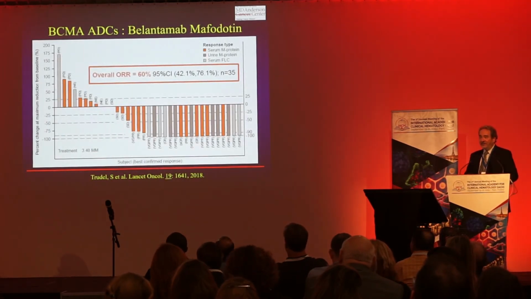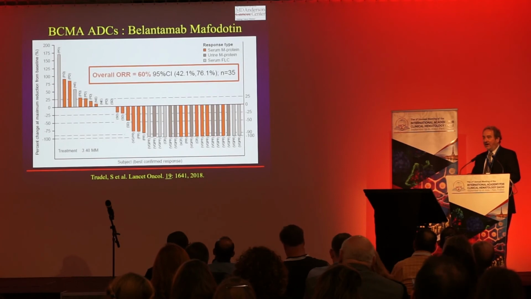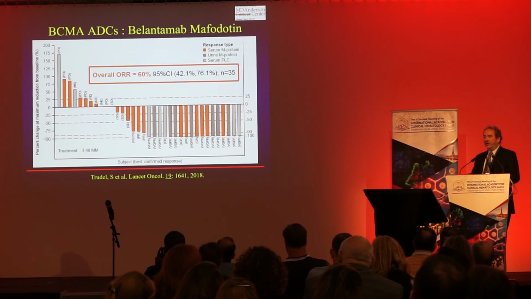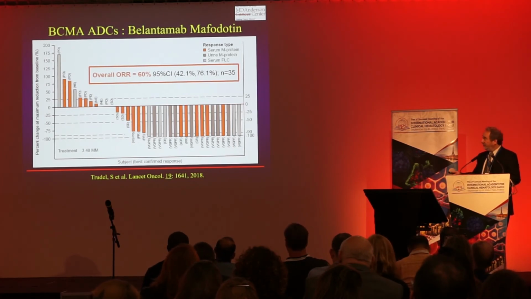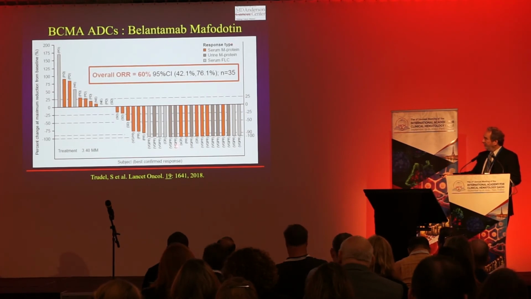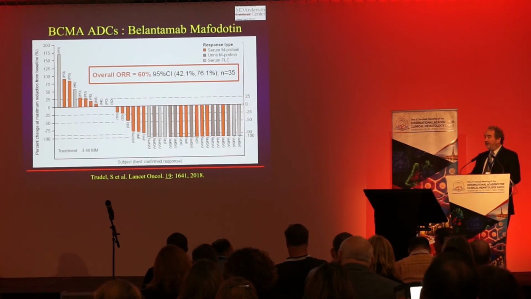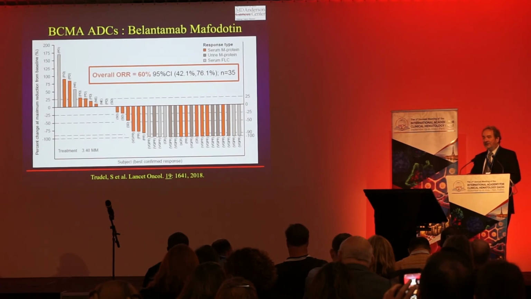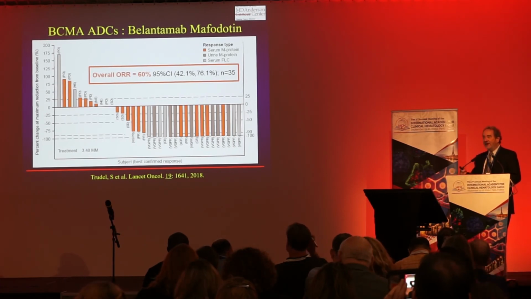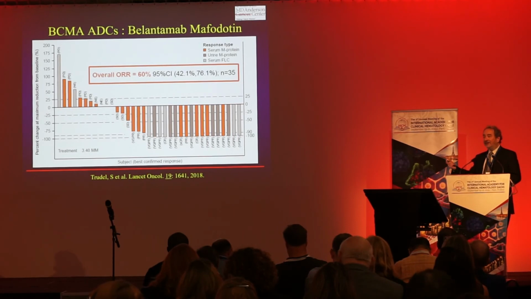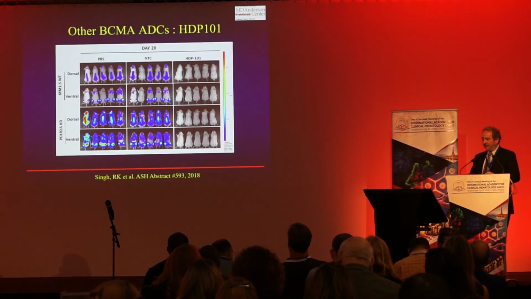Other ways to target BCMA include antibody drug conjugates. This will probably be the first BCMA-targeted therapy to be approved in the U.S. This is an antibody called belantamab mafodotin. You can see a 60% overall response rate. Again, many of these patients had quad and penta-refractory disease. Essentially the antibody binds BCMA, it's internalized, and it releases the conjugated drug, which is an antimicrotubule agent.